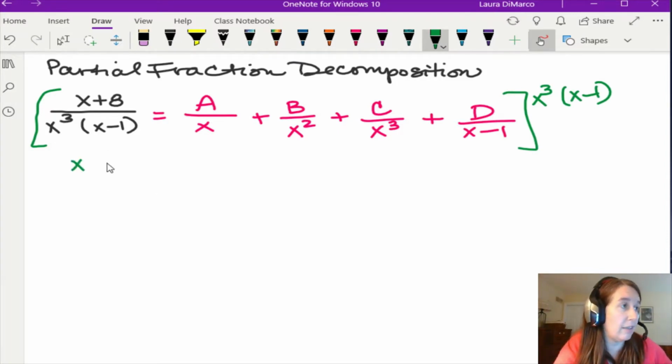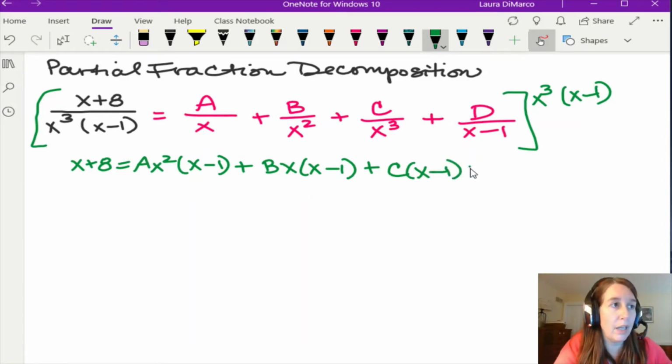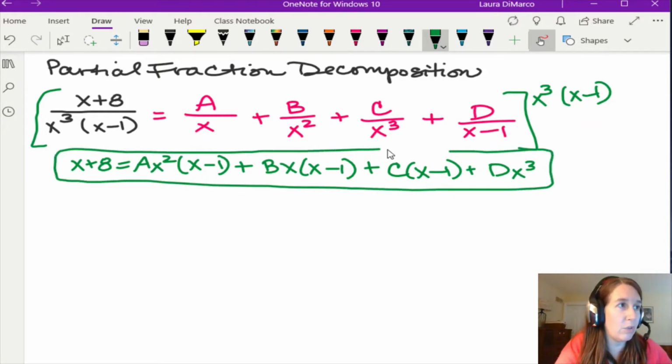So the left side would be x plus 8, and the right side would be a. Then let's see, we're dividing out 1x, so that would be x squared times x minus 1, plus b. We're dividing out x squared, so that's x times x minus 1, plus c. All those three x's get divided out, but we still have x minus 1. And then d, we get rid of the x minus 1, but we have x cubed.